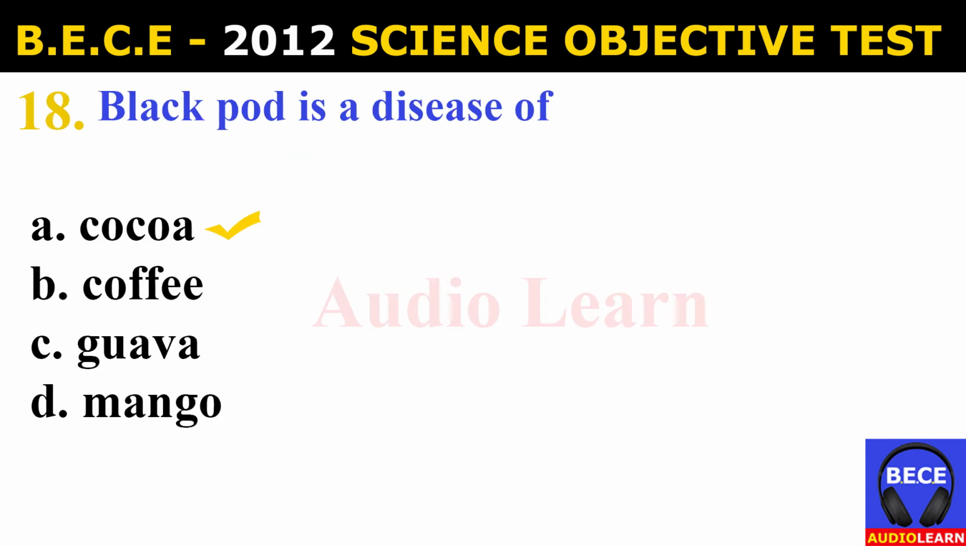Number 18. Black pod is a disease of A. Cocoa, B. Coffee, C. Guava, D. Mango. And the answer is A. Cocoa. Black pod is a disease of cocoa.